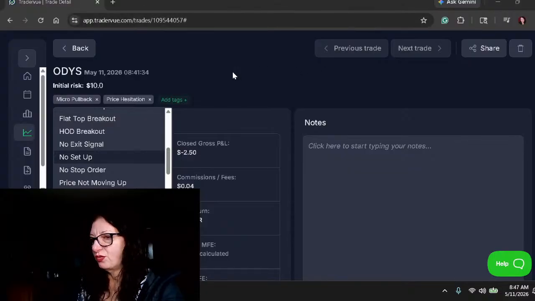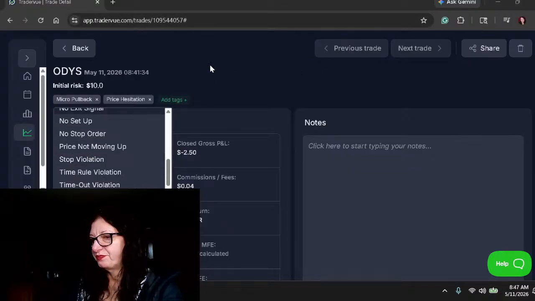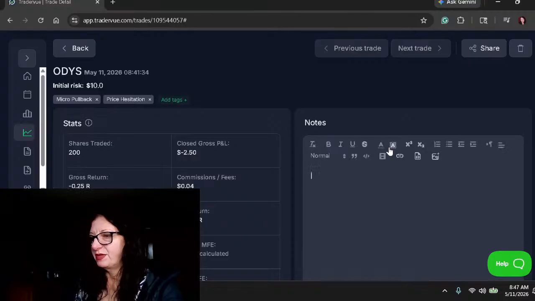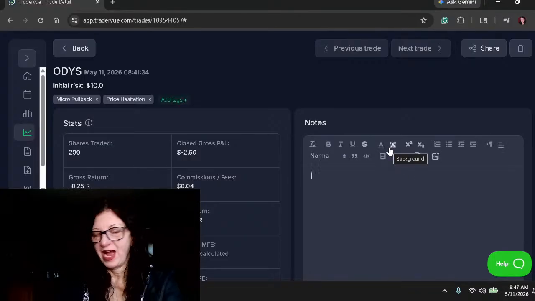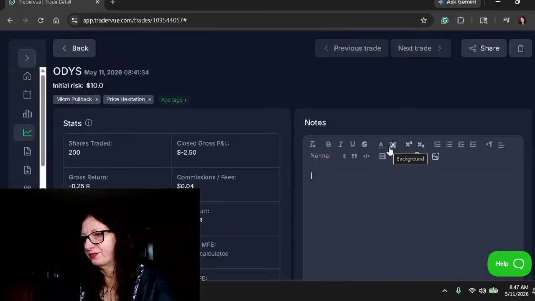Okay, so I'm going to put my little story here, what happened. Saw price hesitation and looked to adjust to, and the price was below break even, below my entry.